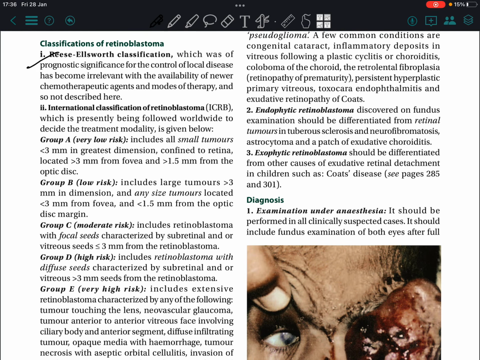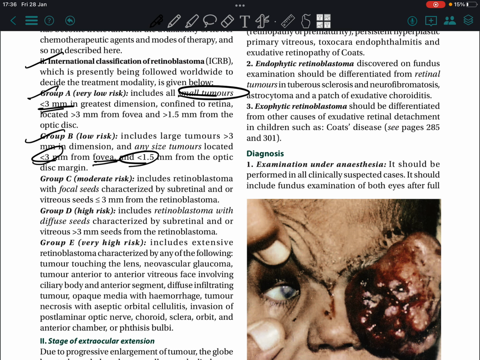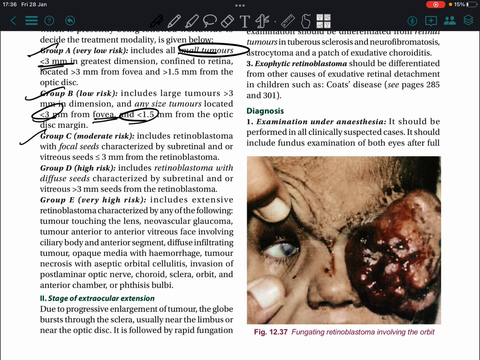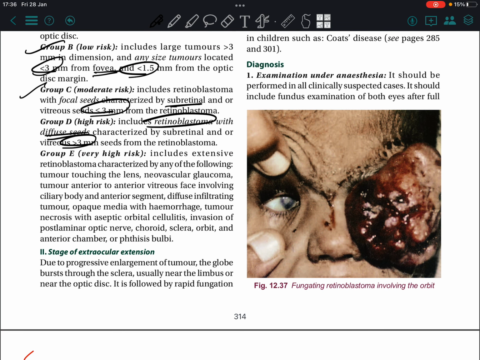Classification of retinoblastoma, the International classification. Group A includes small tumors less than 3 mm. Group B, greater than 3 mm from fovea, greater than 1.5 mm, less than 1.5 mm from optic disc. Moderate risk, less than or equal to 3 mm subretinal. Group D, high risk retinoblastoma with diffuse seeds greater than 3 mm. Group E, very high risk, includes extensive retinoblastoma, fungating retinoblastoma involving the orbit.